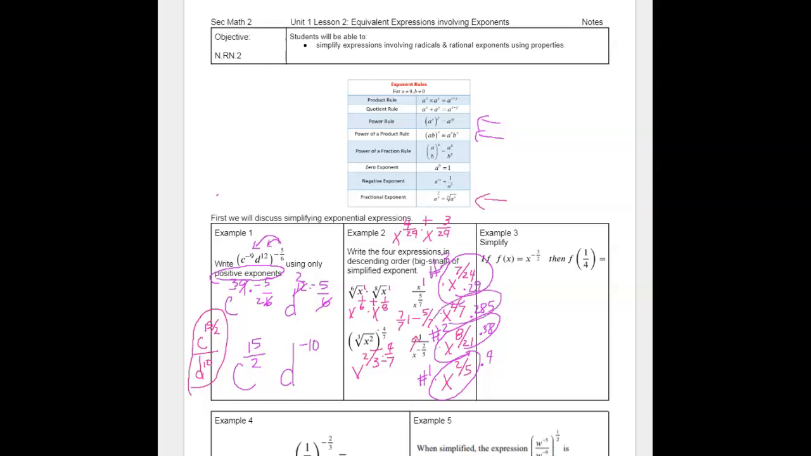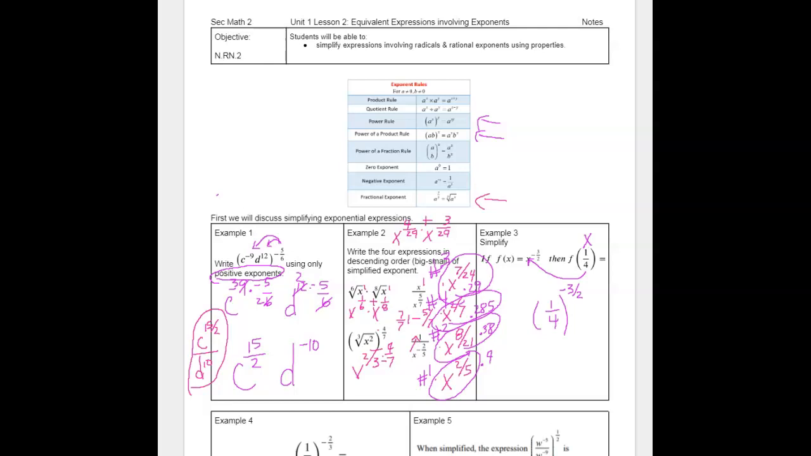And then number 4. All right. Let's look at example 3. So if we're given a function x to the -3/2, find f of 1/4. Remember, this is our value for x. So we want to take that and plug it in. So I really have 1/4 to the -3/2.